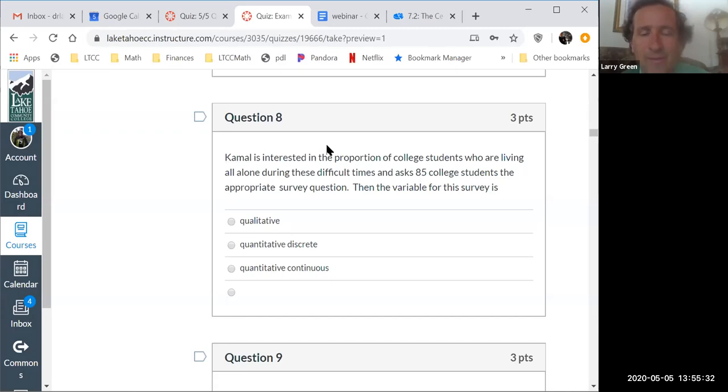Okay, so be very careful about whether you're talking about the survey question, which is what we're talking about when talking about the variable, versus what is it you're interested in finding out, which is the proportion of all college students, not the survey question, not the variable.